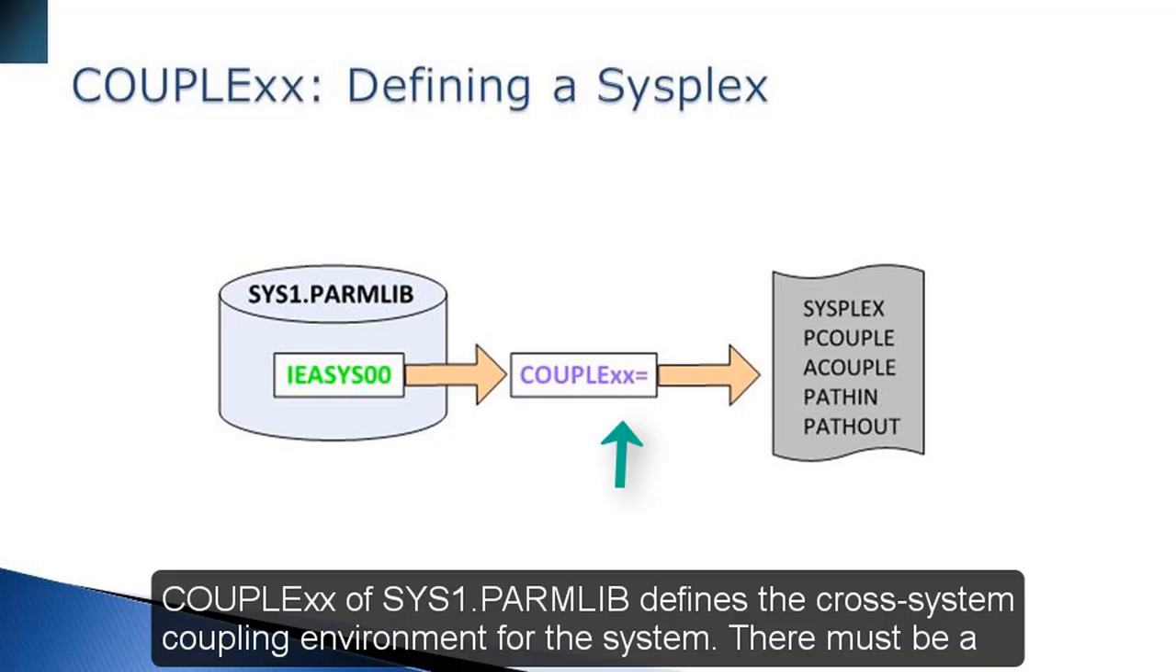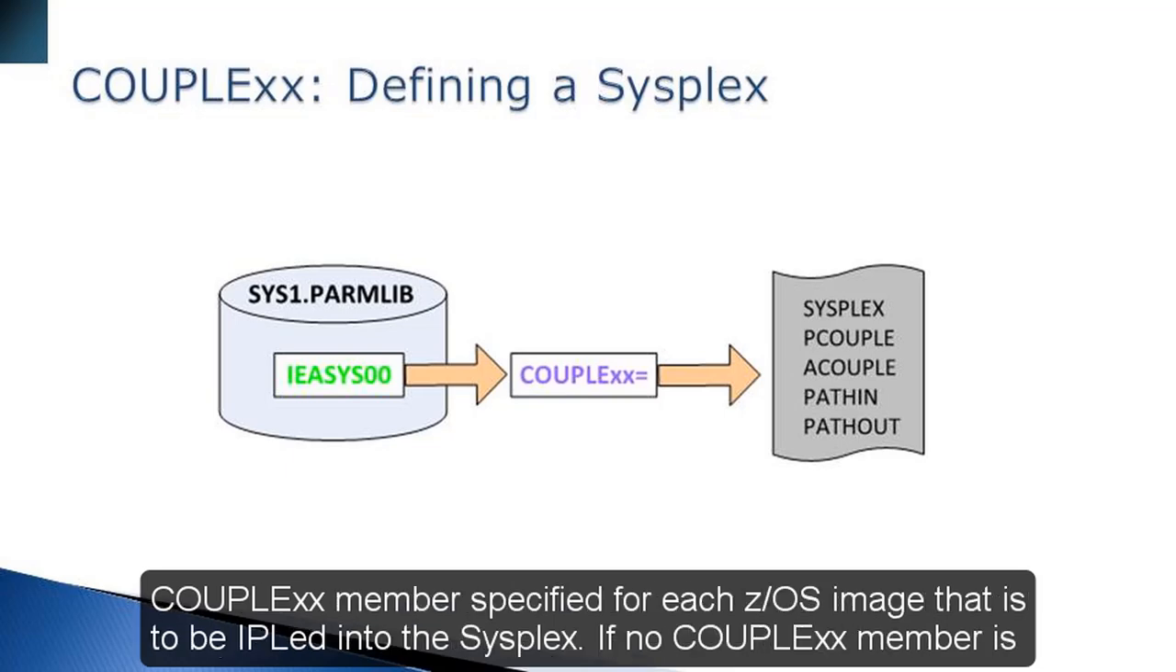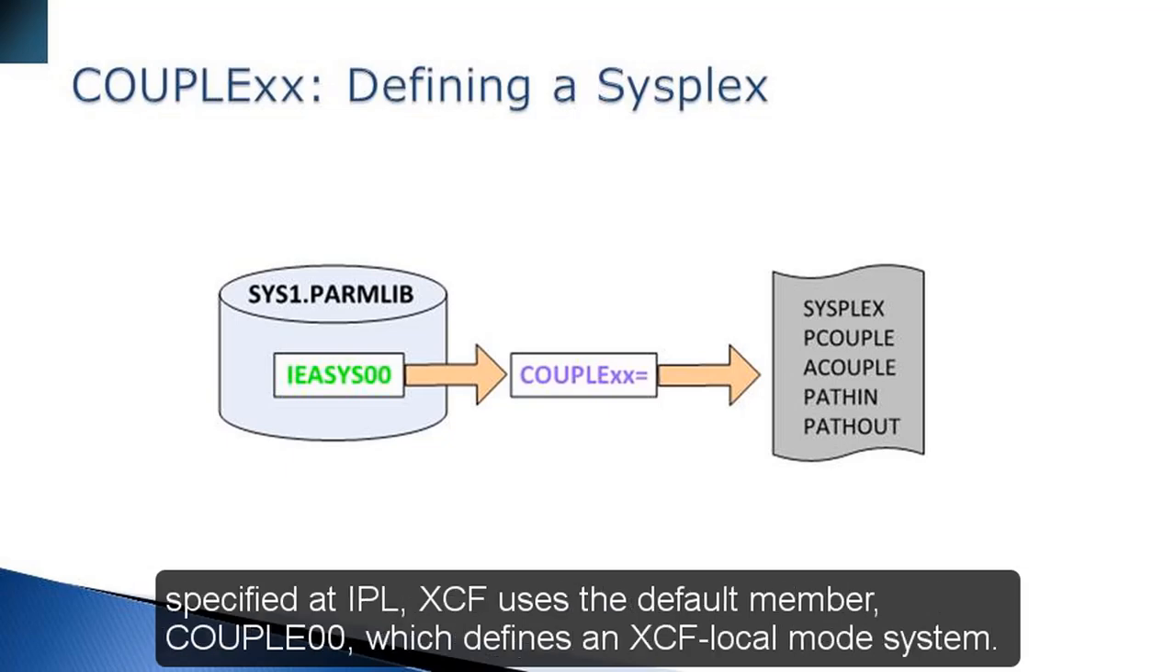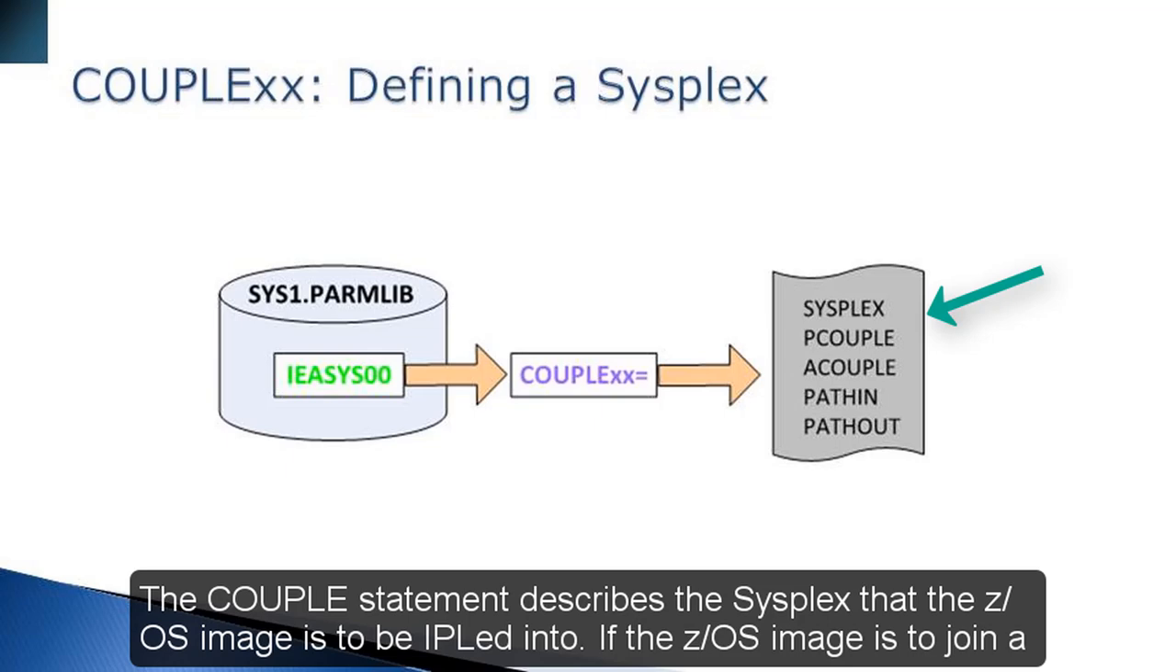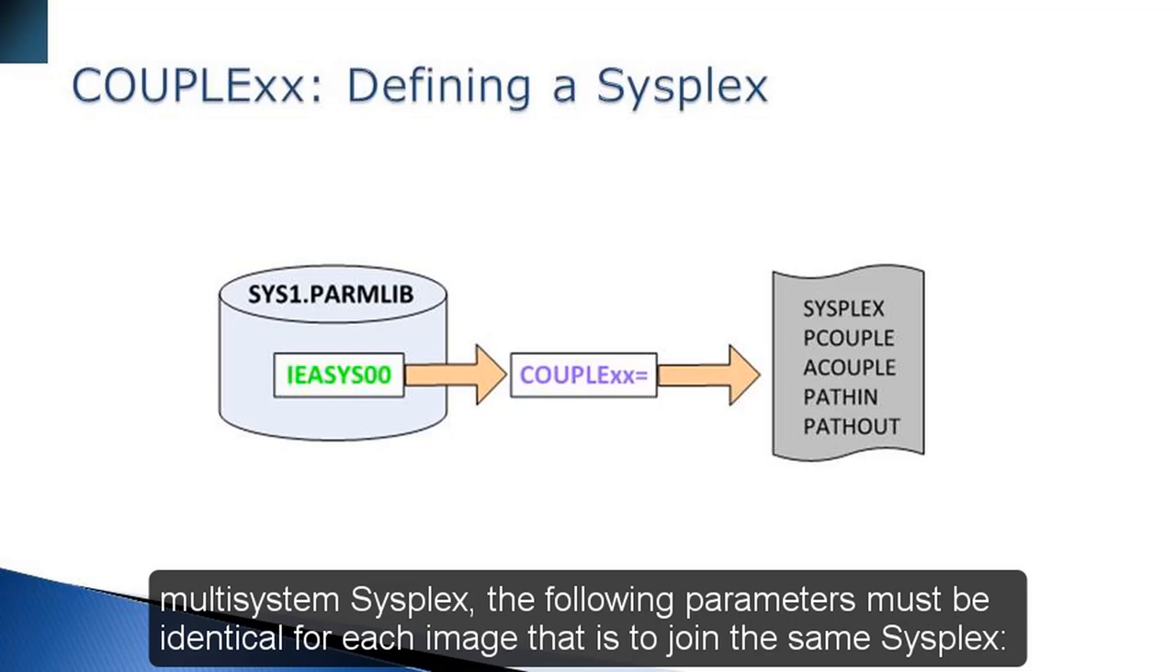COUPLExx of parmlib defines the cross-system coupling environment for the system. There must be a COUPLExx member specified for each z/OS image that is to IPL into a Sysplex. If no COUPLExx member is specified at IPL, XCF uses the default member COUPLE00, which defines an XCF local mode system. The COUPLE statement describes the Sysplex that the z/OS image is to IPL into. If the z/OS image is to join a multisystem Sysplex, the following parameters must be identical for each image that is to join the same Sysplex.